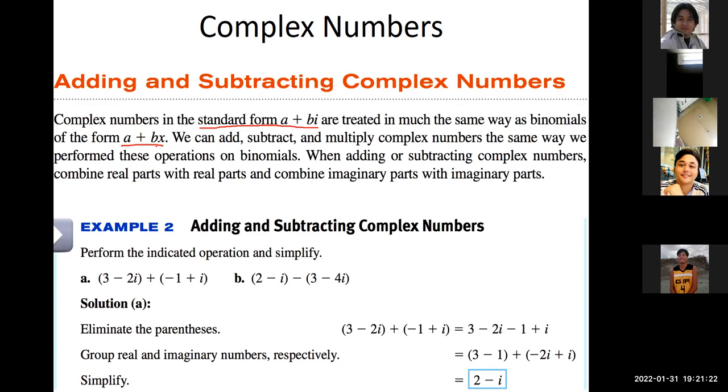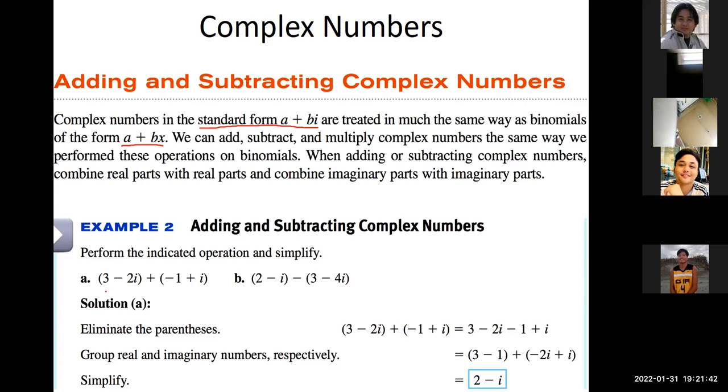So when adding or subtracting complex numbers, you combine real parts with real parts and combine imaginary parts with imaginary parts. Okay? Kumbaga sa kanta ng pambata, pag samasamahin ang pare-parehas. Okay? So, let's start with this example.